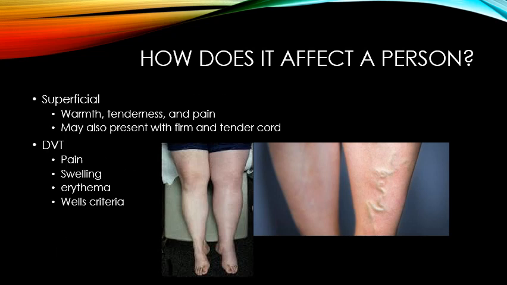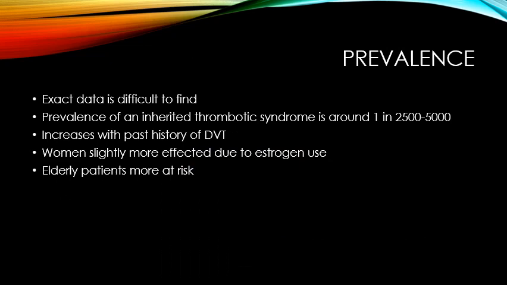So, how does it affect a person? If it is a superficial thrombophlebitis, they will see that warmth, tenderness, and pain over the area that is affected, and they may also present with that firm and tender cord seen on the right picture. If they have a DVT, this can present with pain, swelling, erythema, which is redness of the skin. And basically, we just need to look out for that Wells criteria that we learned last semester.